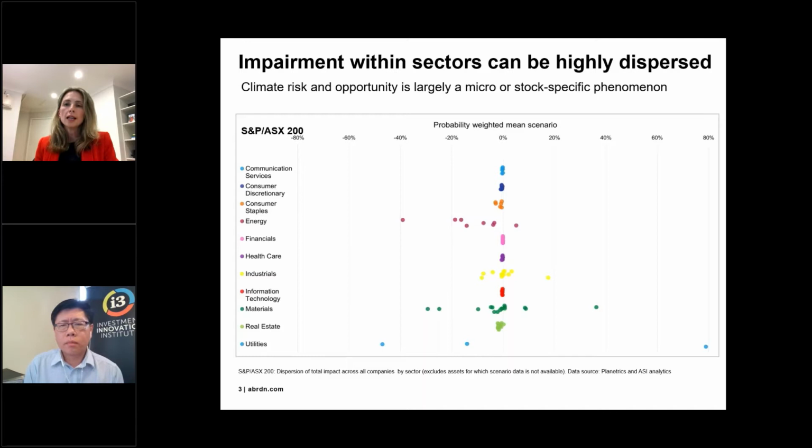But what you can see here under our mean scenario is the dots are stocks and the colours are sectors, and that is the dispersion of risk at the sector level. So you can see here in the utilities sector that there's a very, very wide dispersion of risk. There's a climate winner, but there are climate losers, and you can see that across all geographies globally.